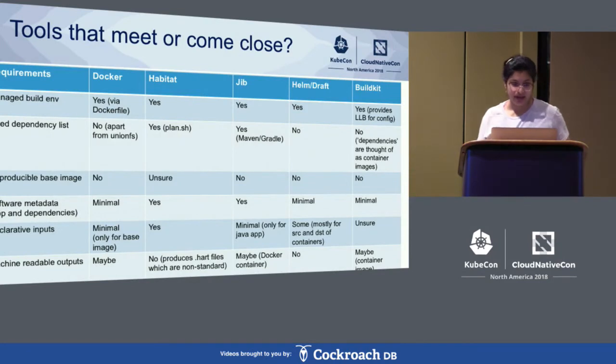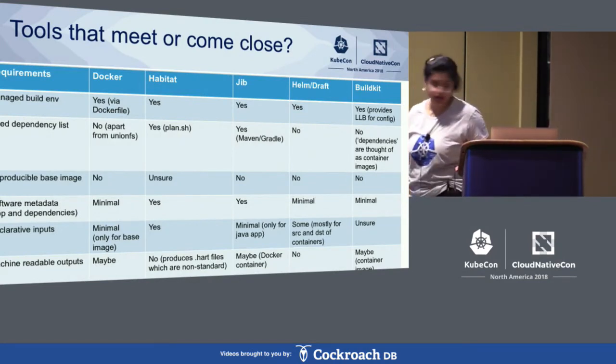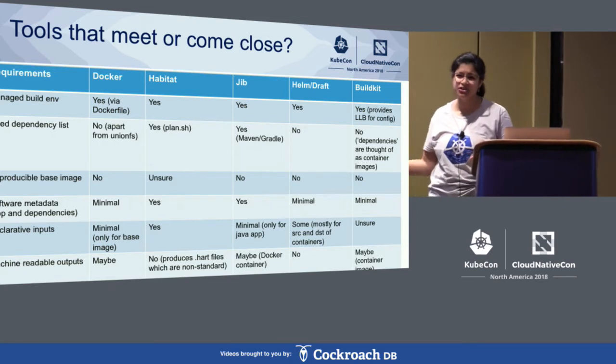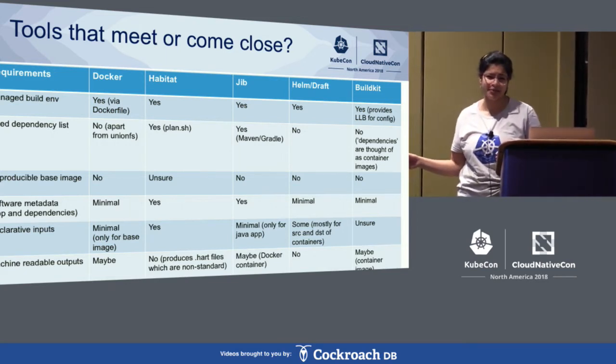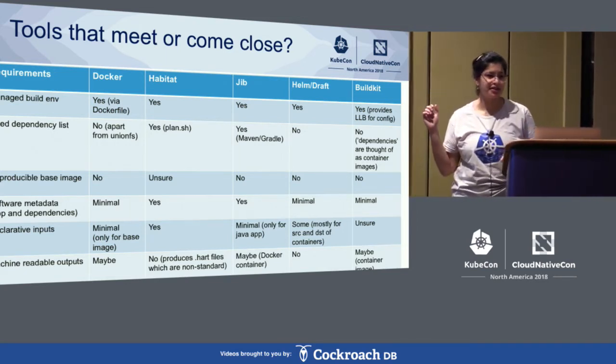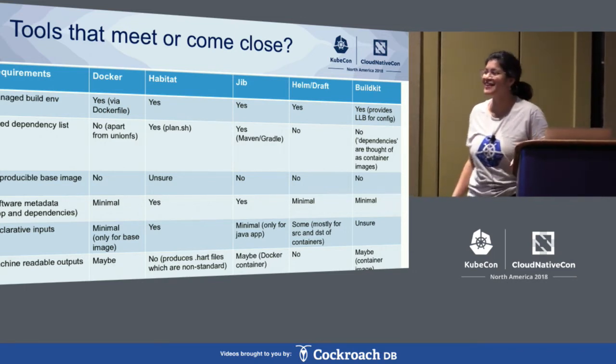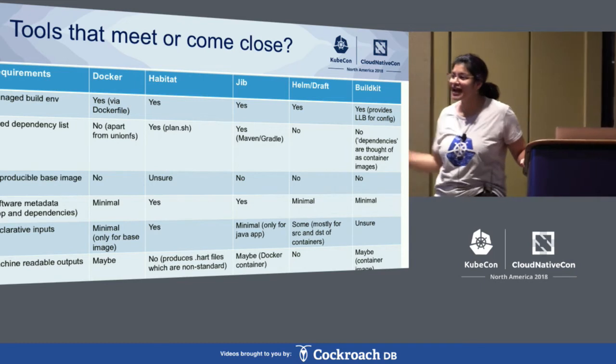Okay, so I've got a list over here. Honestly, the one that I seem to be thinking comes close to what we're looking for is Habitat. Habitat is a tool made by Chef, and someone's already gone. Oh, cool, yeah.